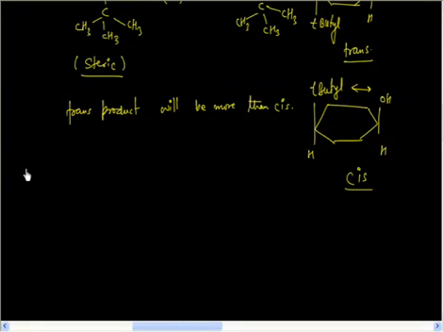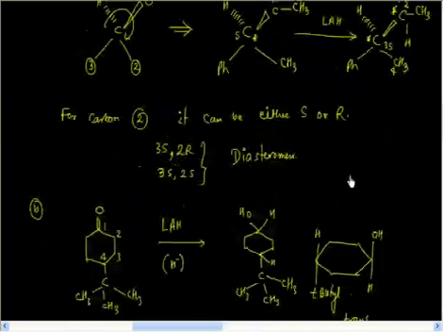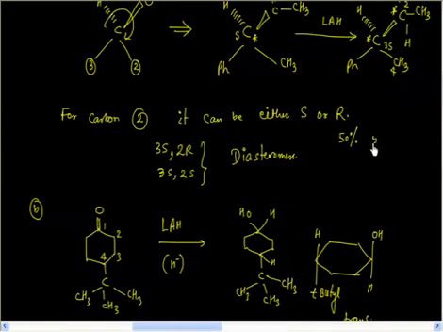Now let us discuss the next one. And similarly in this case also you will expect that these two diastereomers should be in a 50-50 ratio theoretically. So this is 50%, another is also 50%, but practically this is not the case.